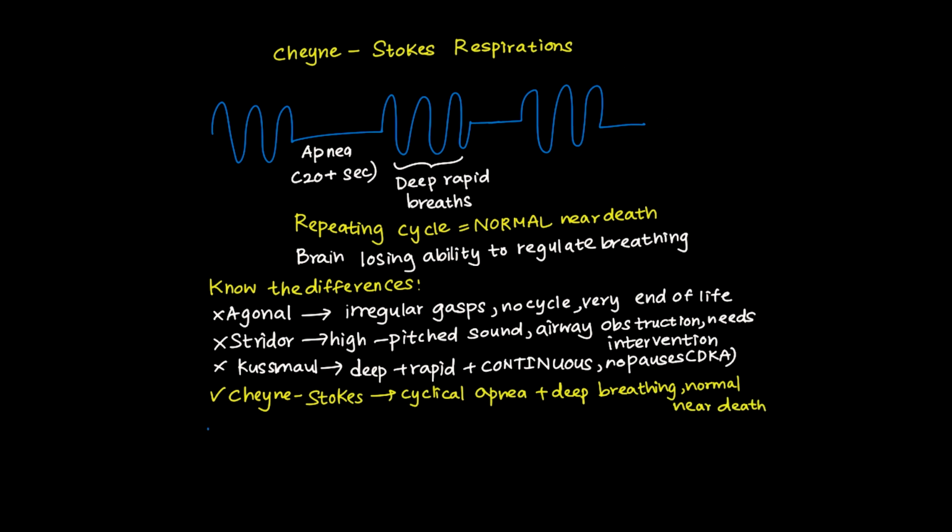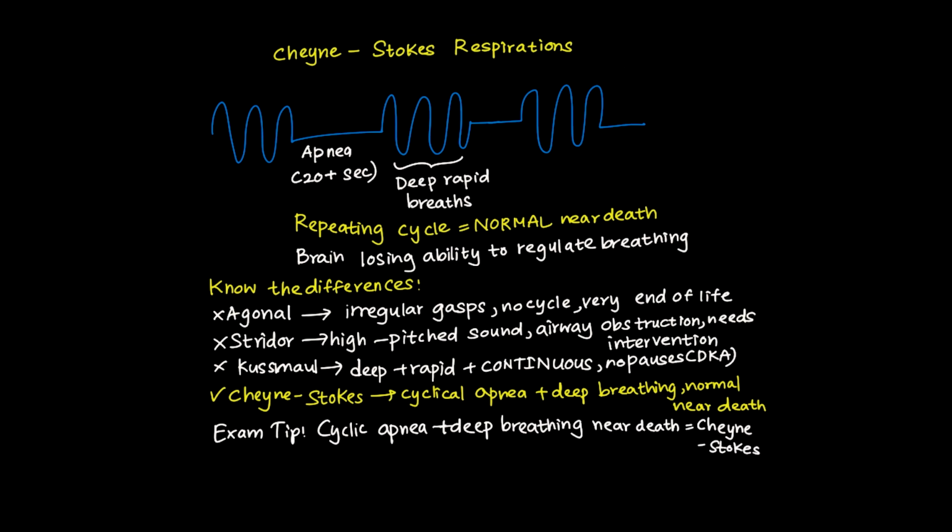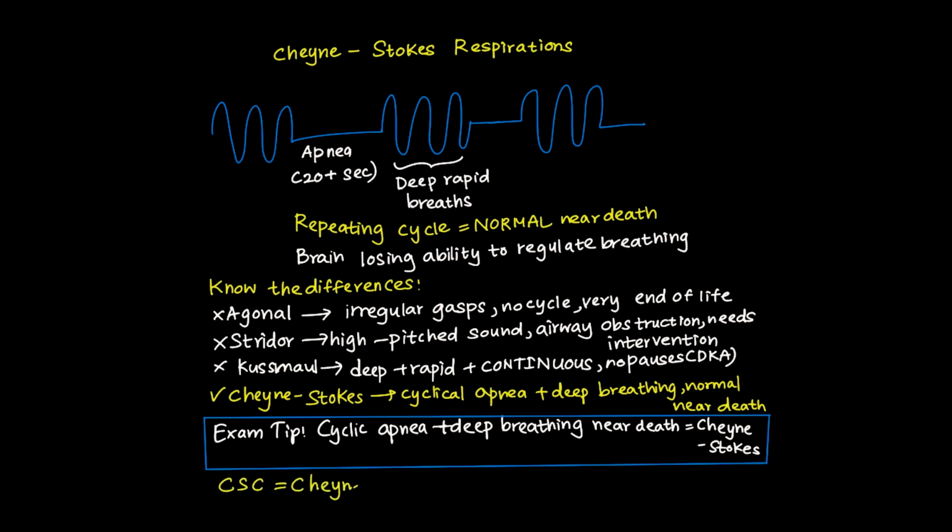It's non-stop deep breathing. Here's a WGU D454 OA exam tip for you. Alternating apnea and deep breathing near death equals Cheyne-Stokes. The cyclical on-off pattern is the giveaway. Agonal is gasping. Kussmaul is continuous deep breathing. Recall hook: Cheyne-Stokes cycles. CSC. Think of it as a wave that comes and goes.